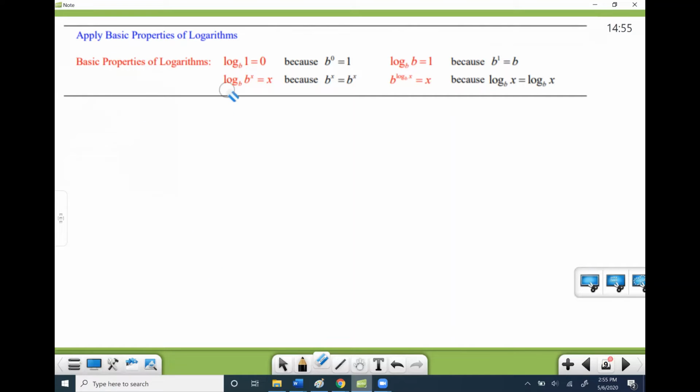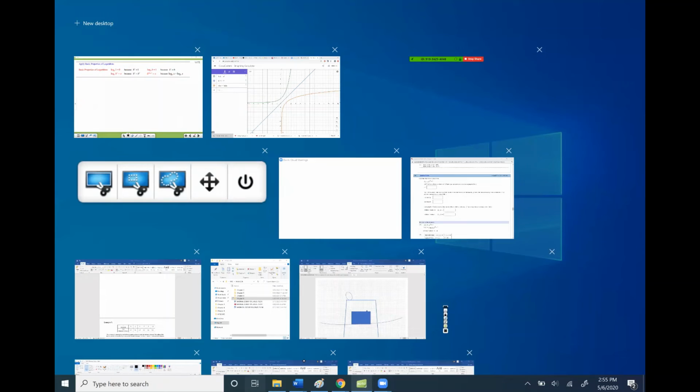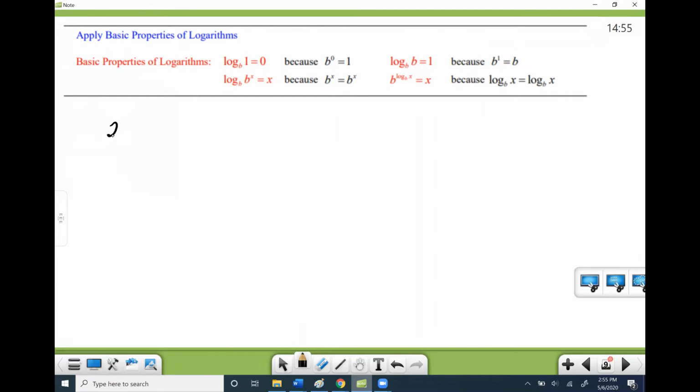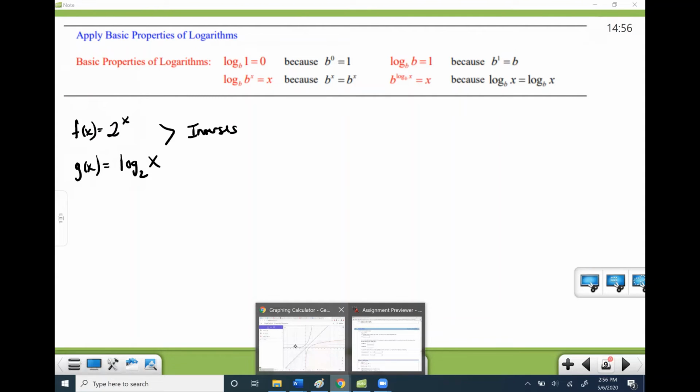Over here, these two are exactly what we just talked about a second ago with e and natural log, but they're more general. If I have any exponential, let's say 2 to the x, my claim is that its inverse is going to be log base 2 of x. Those two are inverses of each other. Logarithms are always the inverses of exponentials. Let's double check it, make sure I'm not lying to you.